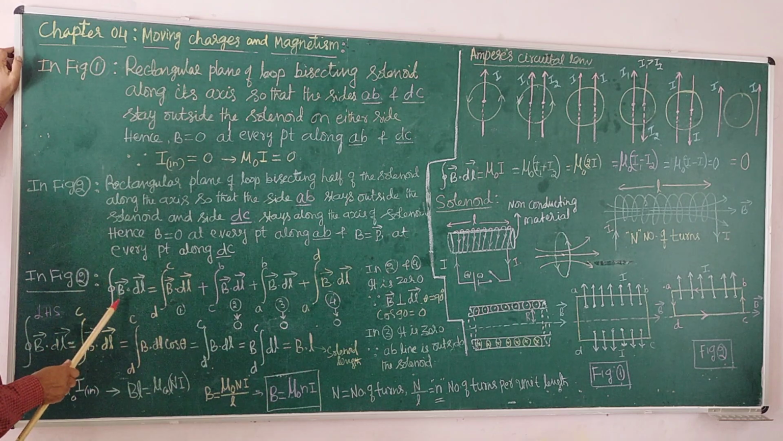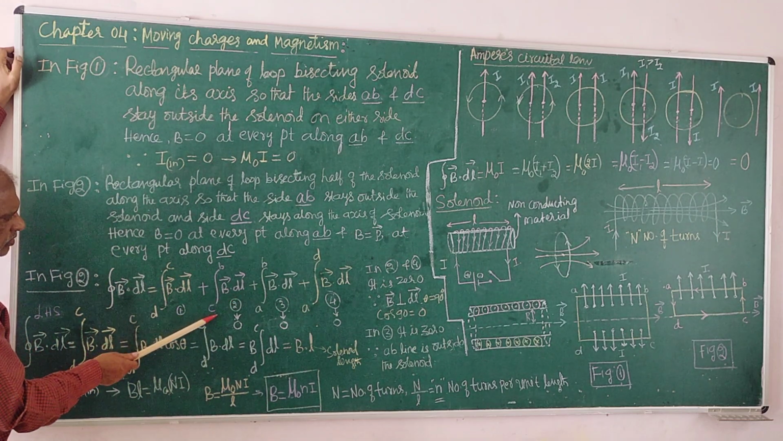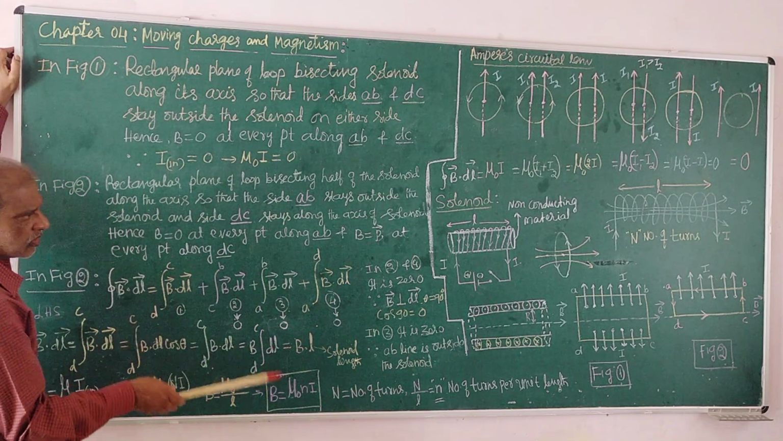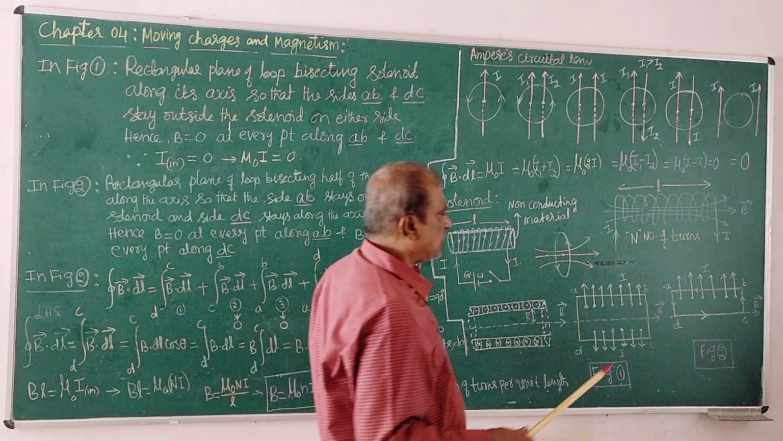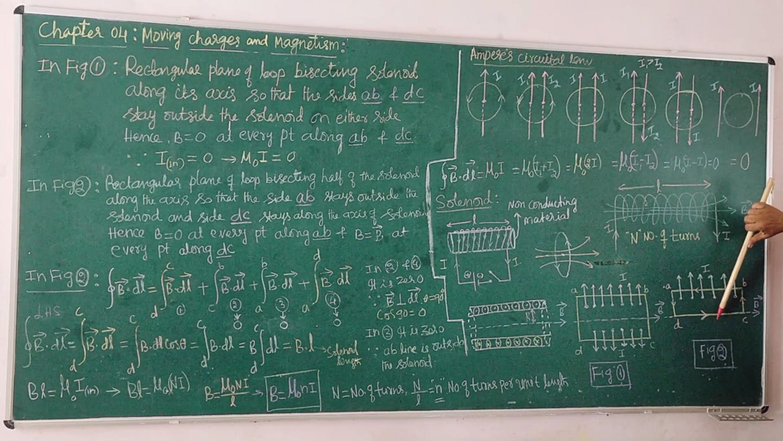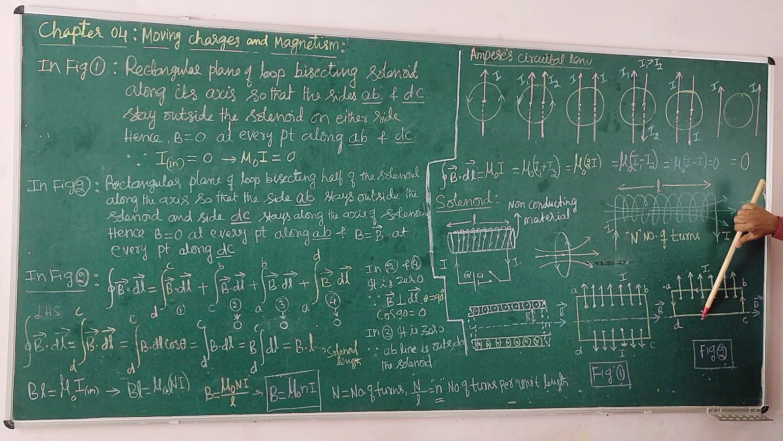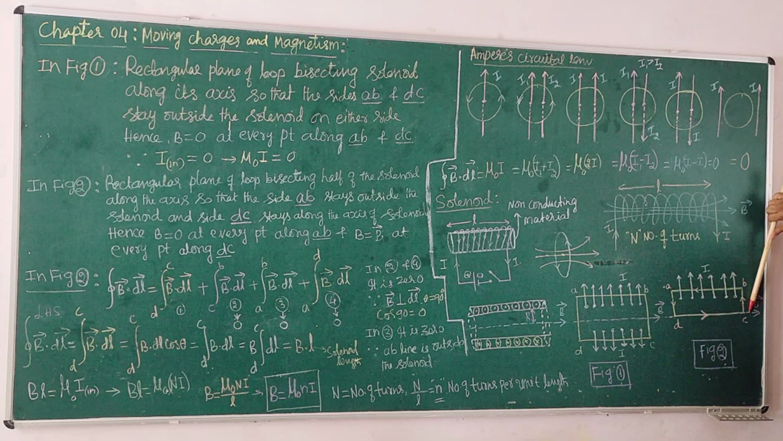Now first calculate the magnetic field due to this segment, C to B. Here, dl is in this direction and the magnetic field is in this direction. Look at the magnetic field.